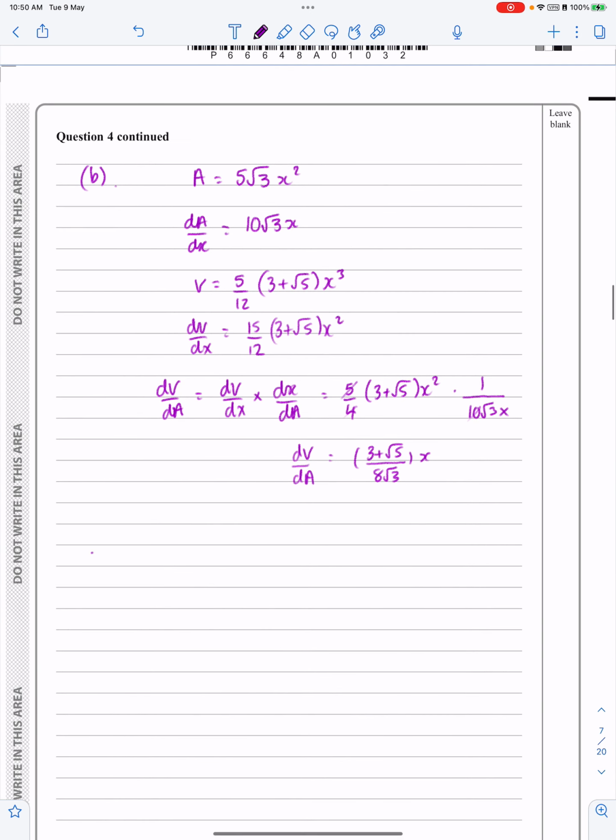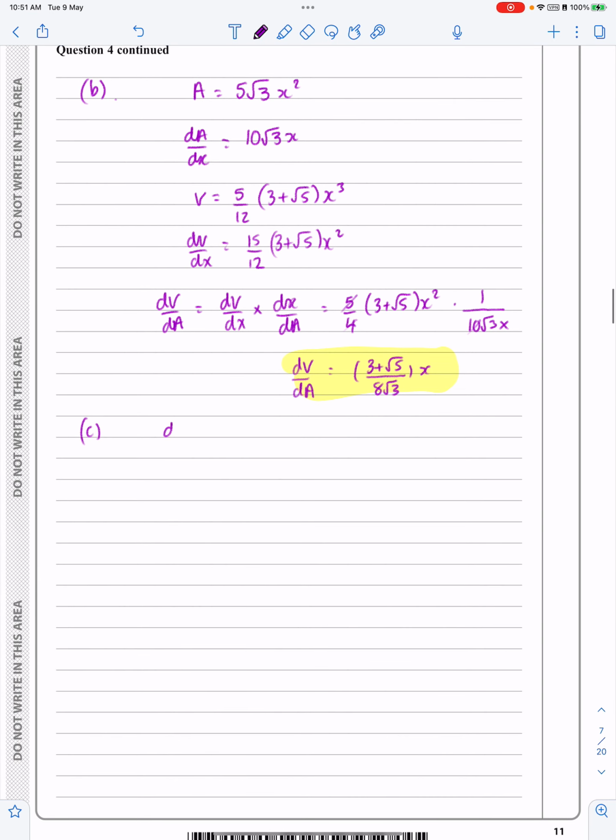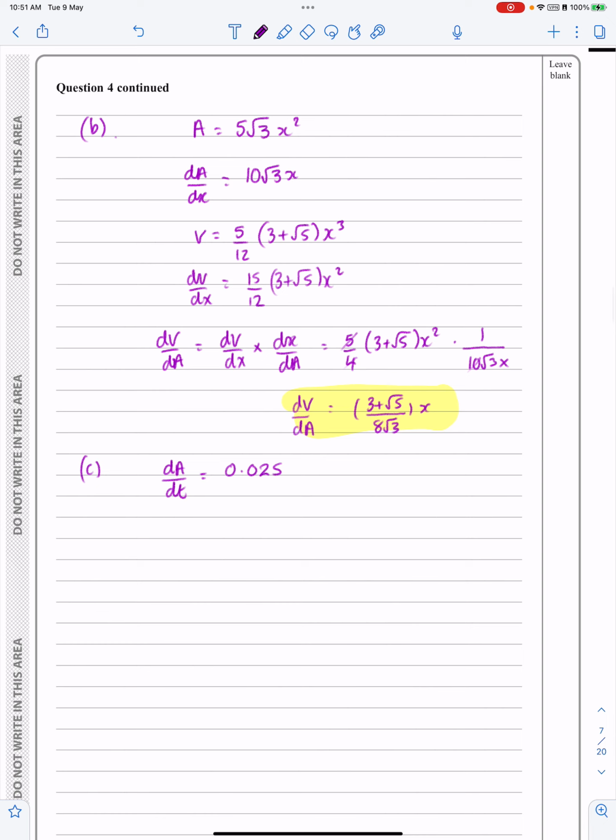Part C. Let's highlight that. Part C, it tells me in the question now that the icosahedron is increasing at a rate of something or other. Look, there's a big clue here as to what that is. If it's centimetres cubed s minus 1, centimetres cubed per second, that must be area by time. So they're telling me that dA by dt is equal to 0.025. Make sure you use that little hint in future for other ones. The units can often tell you what we're trying to do here.